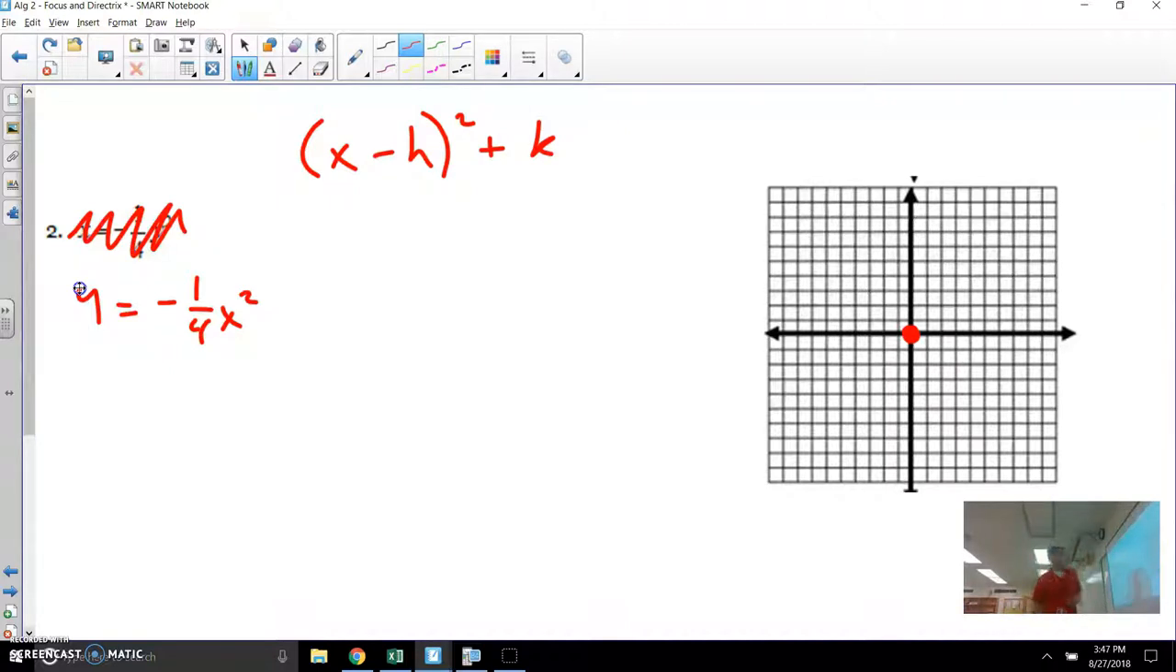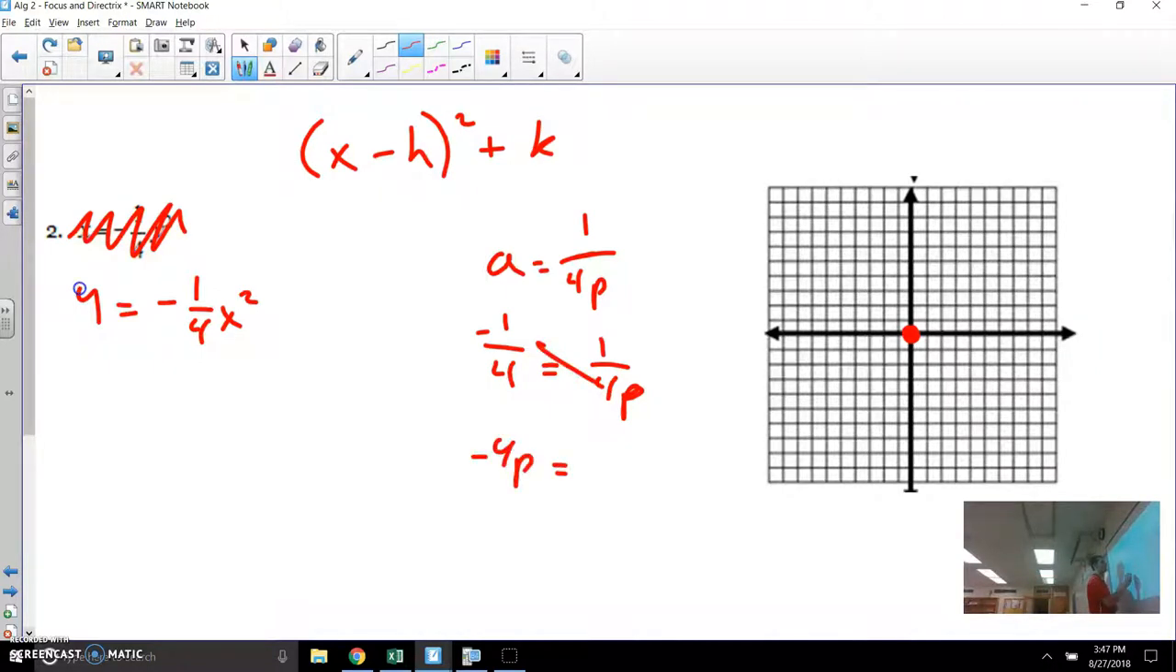All right, so now we've got to figure out where everything is. There's a formula, 1 over 4p. We're going to take that a value and replace it for a. This is going to help us figure out where the focus is and where the directrix is and all that good stuff. So I'm going to cross multiply. I get negative 4p equals 4. And I divide by negative 4 and I get p equals negative 1.